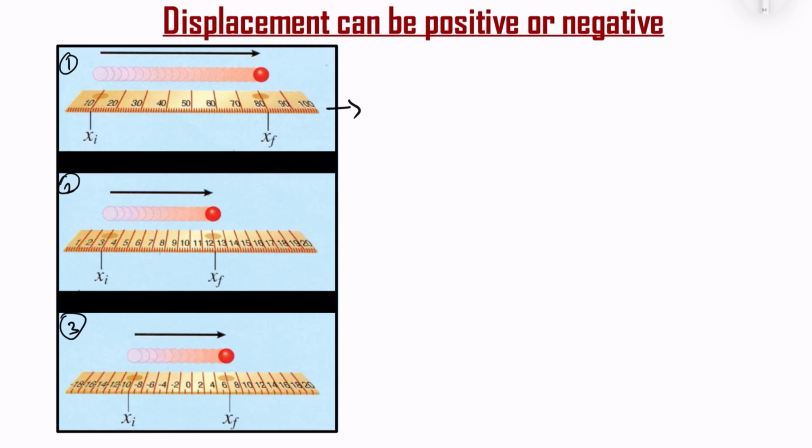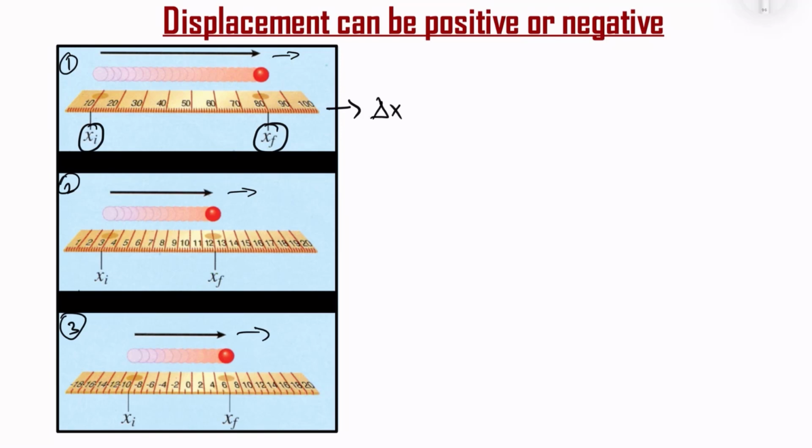Yes, let's talk about the first one. The initial position is 10, the final position is 80. I will not care about the unit, centimeter or meter, just focus on the result. Will the result be positive or negative? As you see, all the movement is in the right direction, so according to what I said to you, the result should be positive. Let's see if it will be positive or not.